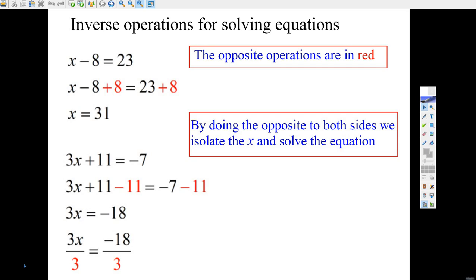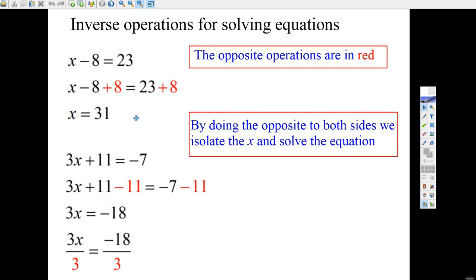Okay, so now that we know what inverse operations are, we're going to show how they're applied in algebra. Now, we've done these kind of questions. X minus 8 equals 23. You can solve this equation just by giving the answer because it's easy. This one's an easy one.